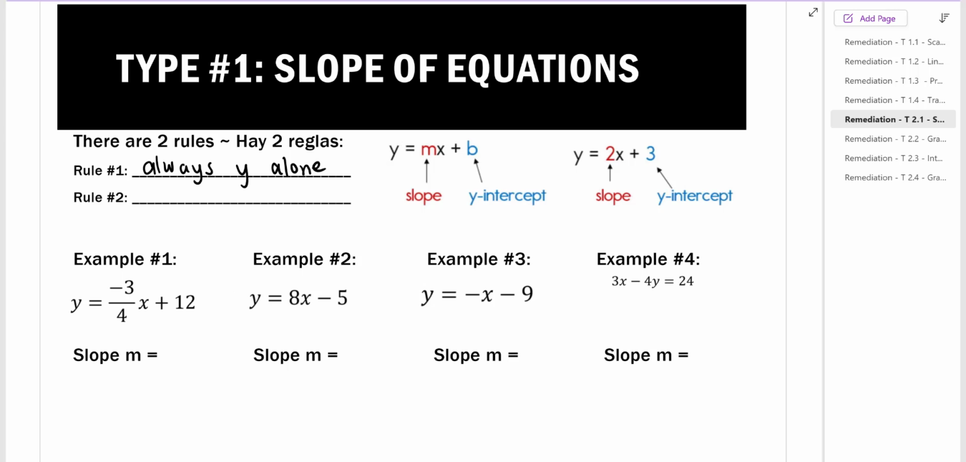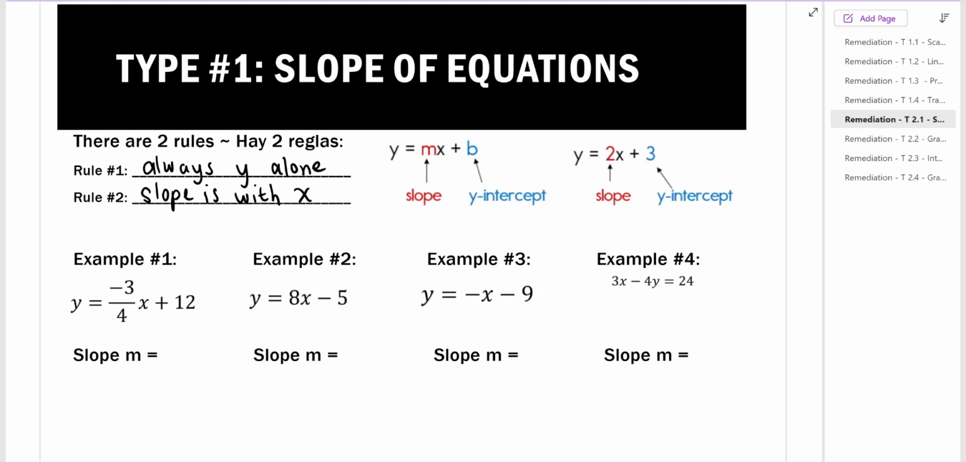Rule number 2 is slope is with x. So if y is alone, then slope is the number with x. So si tienes y sola en tu ecuación, siempre slope es el número con la x. Okay, so if y is alone, the number that's always with the x is slope.